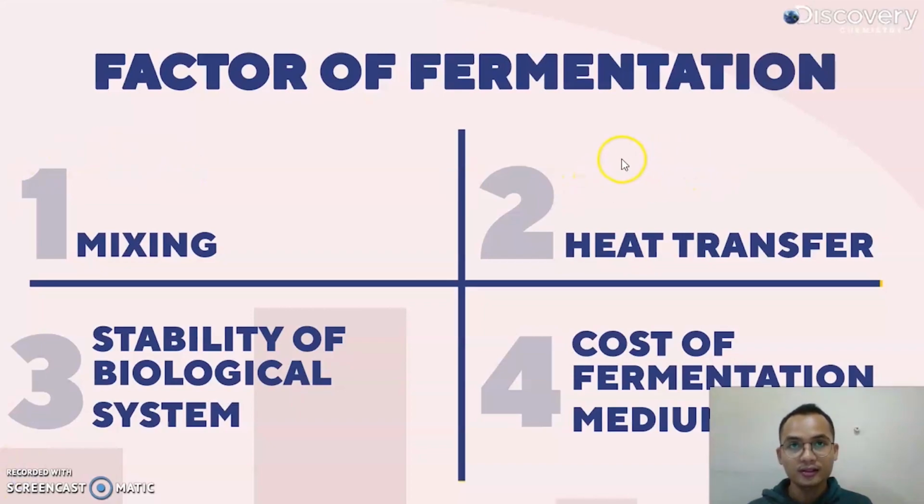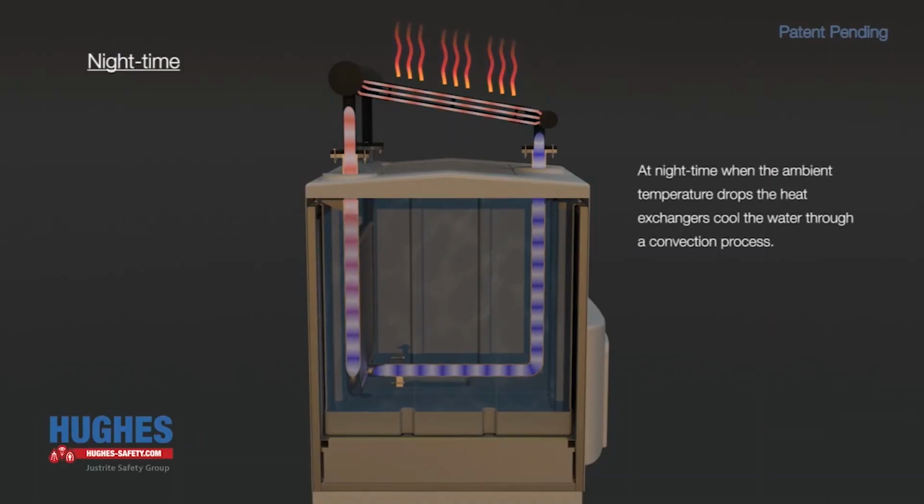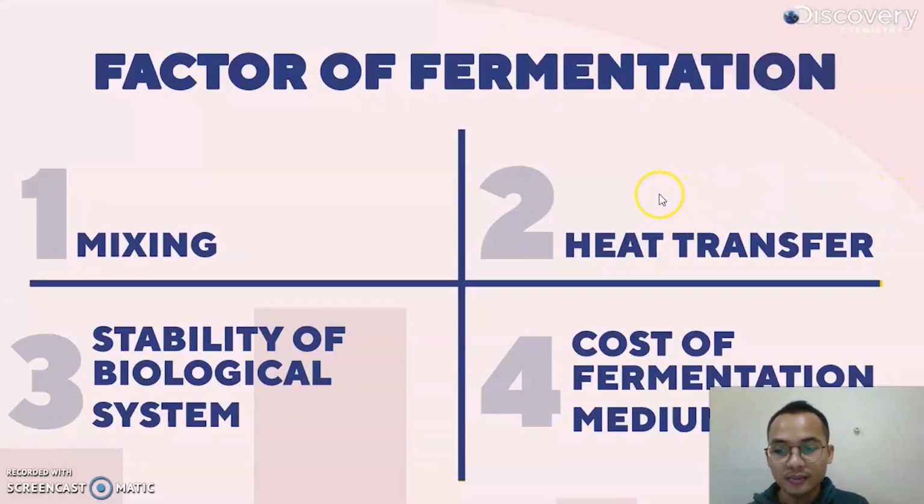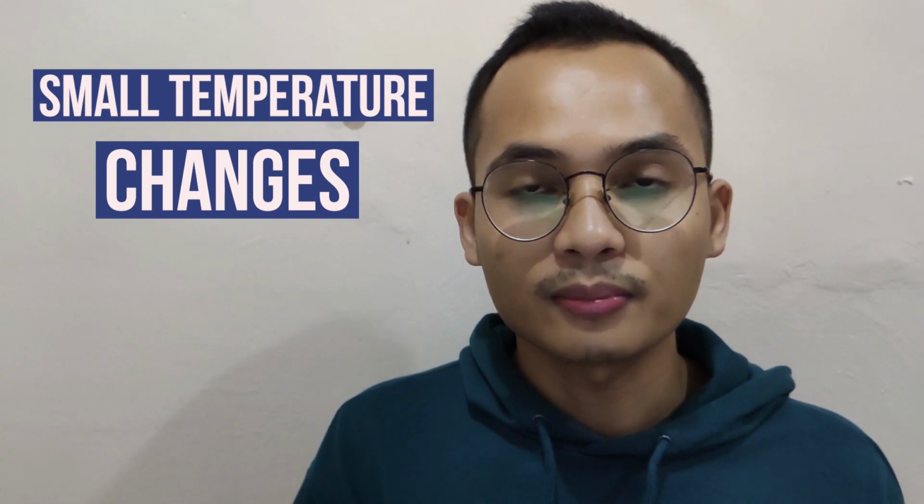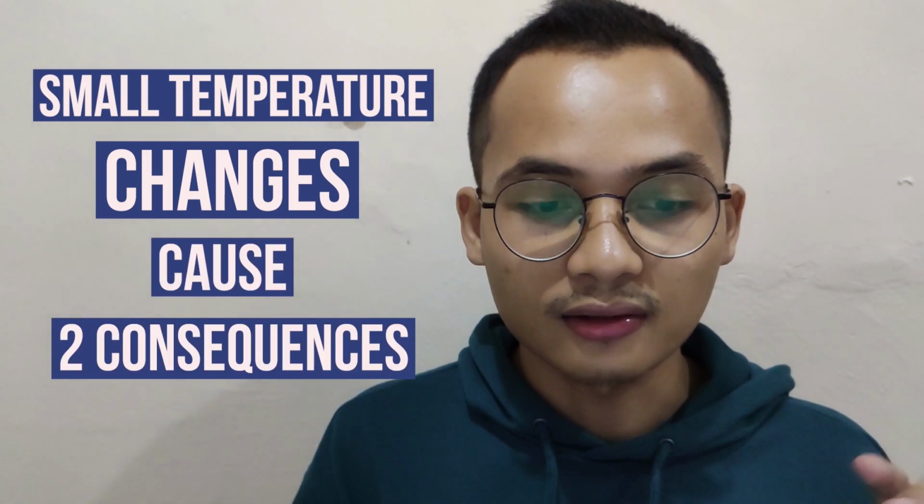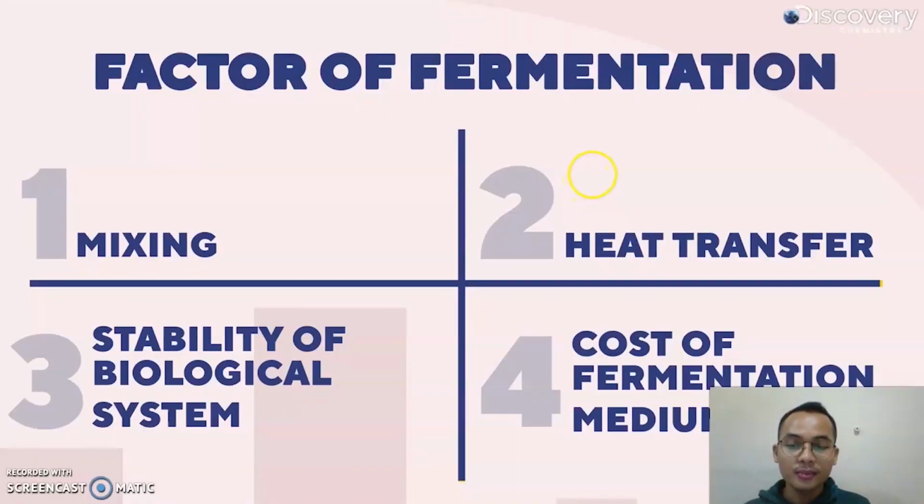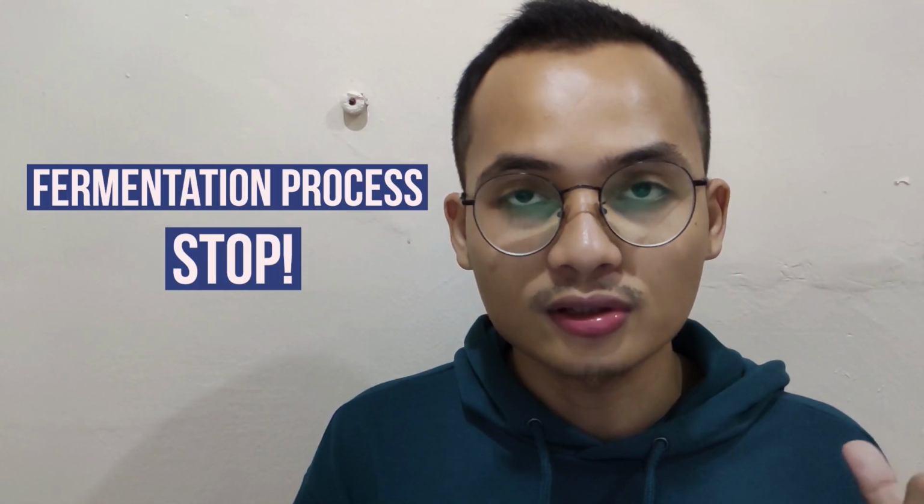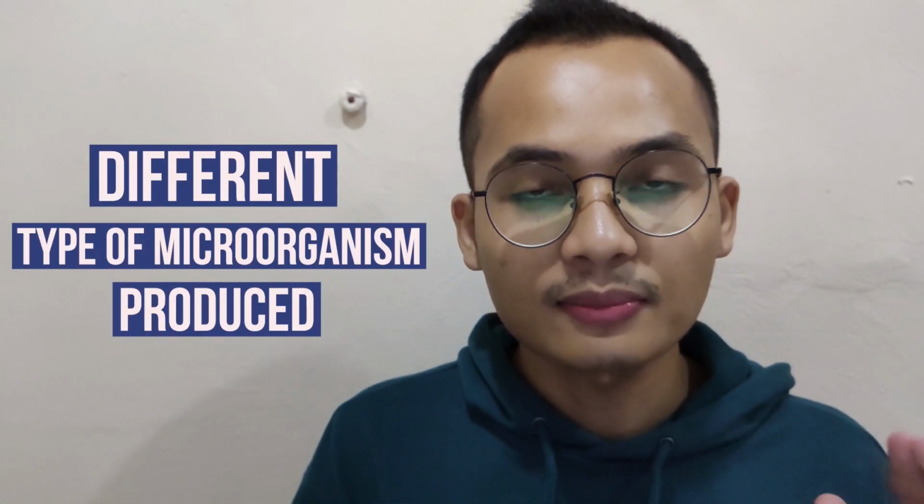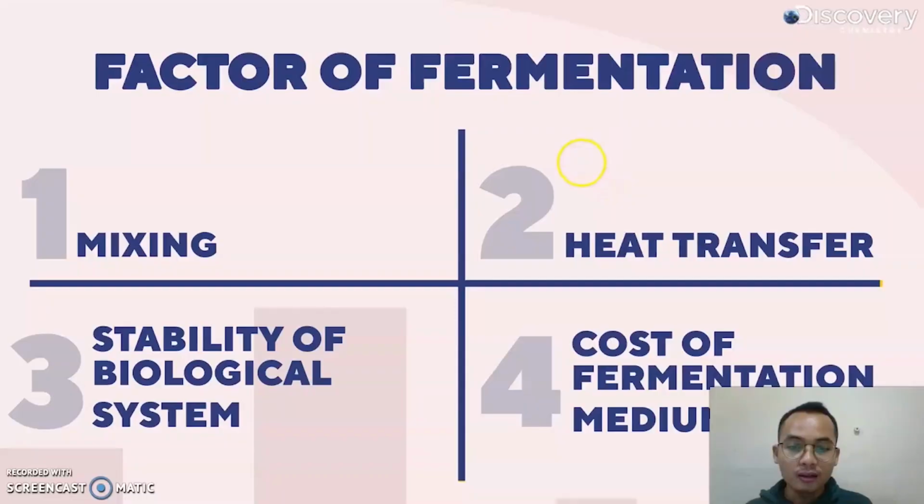The second factor is heat transfer. The cooling system needed in the large scale reactor is to keep the temperature in an optimal range. This is because small changes in temperature may lead to consequences. The first one, small changes in temperature may lead to the fermentation process being stopped, and the second one, it may lead to different types of microorganism, which may lead to the wrong direction of reaction. The direction of the reaction may be backward.